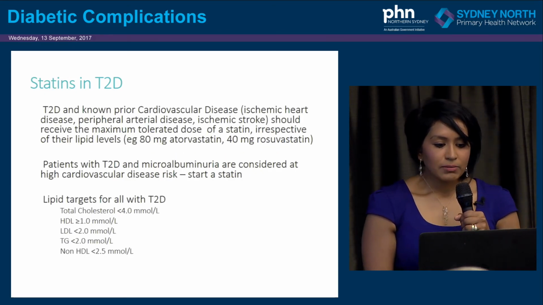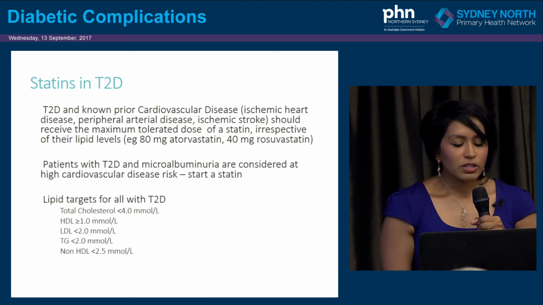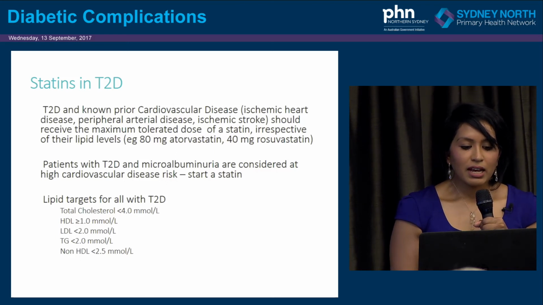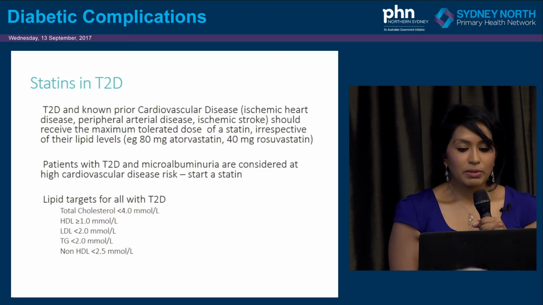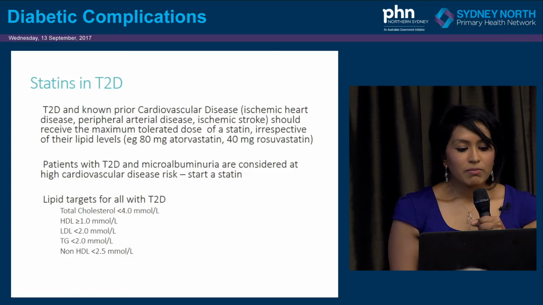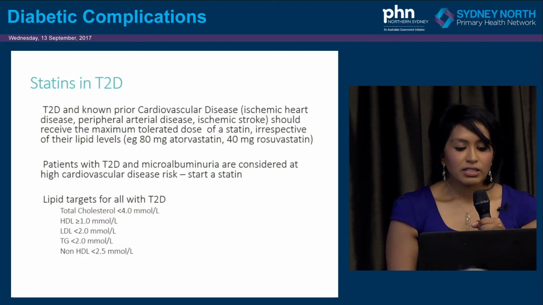And finally, before we talk about antihypertensives briefly, just statins. So patients with type 2 diabetes and any known cardiovascular disease, so that's ischemic heart disease, peripheral arterial disease, or ischemic stroke, should be receiving the maximum tolerated dose of a statin, irrespective of their lipid levels. And keeping in mind that patients with type 2 diabetes and microalbuminuria, with nothing else, are considered to be at high cardiovascular disease risk, and they are entitled through the PBS to be on a statin.